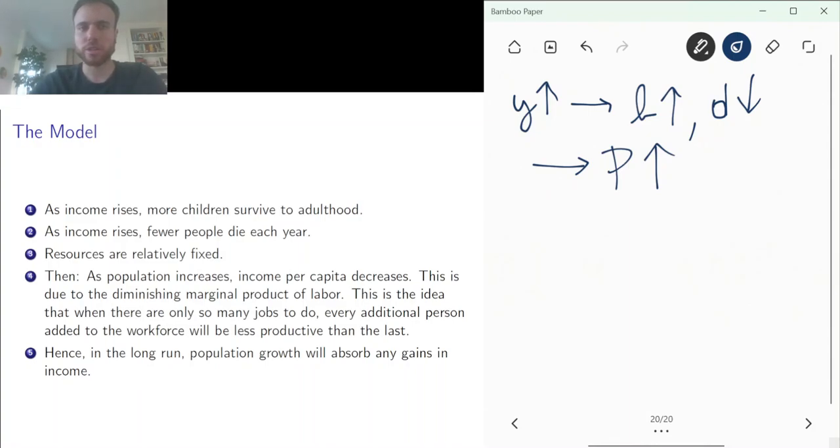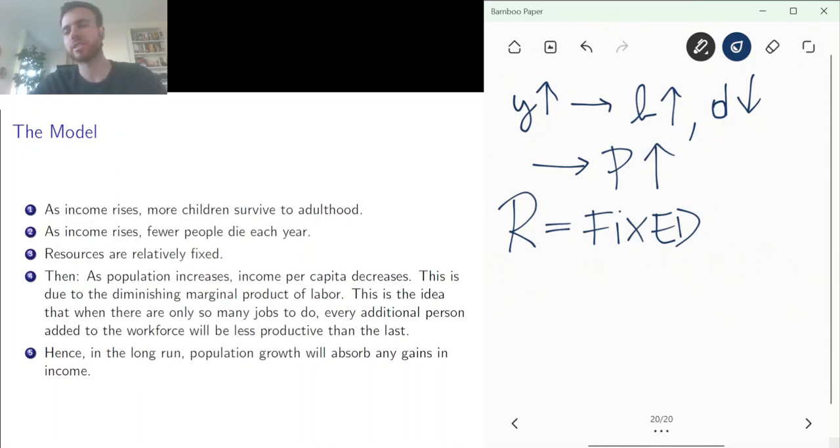The second component of these models is that resources are fixed. I'm calling resources big R, and they are fixed. Imagine that the society we're looking at is an agricultural society, and they produce food out of a fixed piece of land. Over time, they only have that piece of land, and it's really hard for them to devise new techniques to have higher agricultural productivity out of that land. So the amount of land is fixed, and this is a resource.